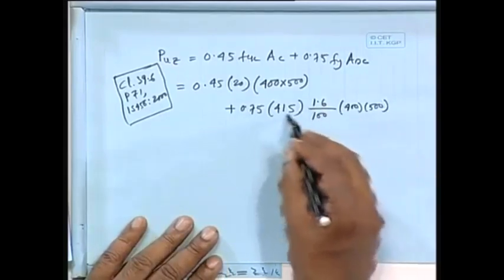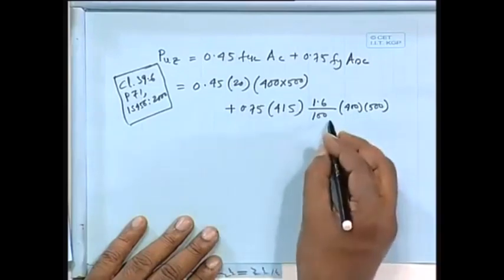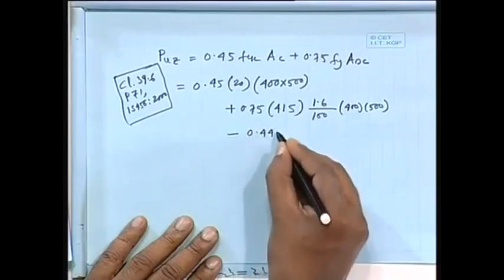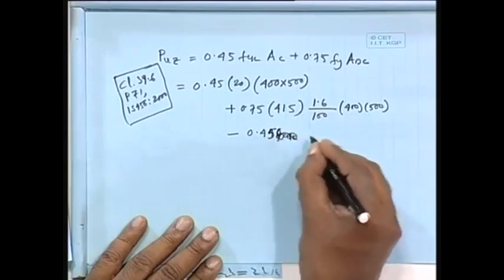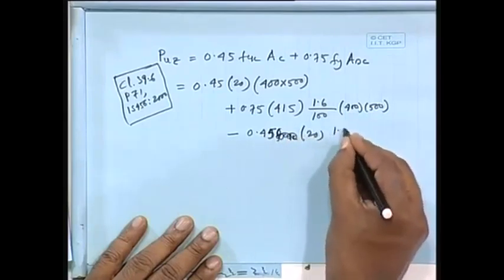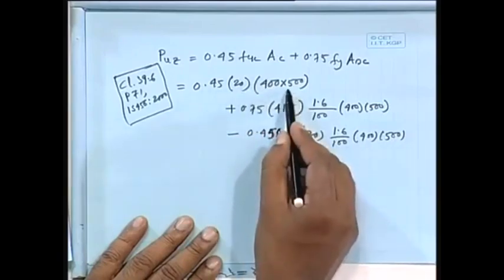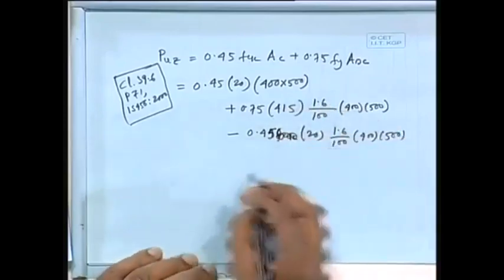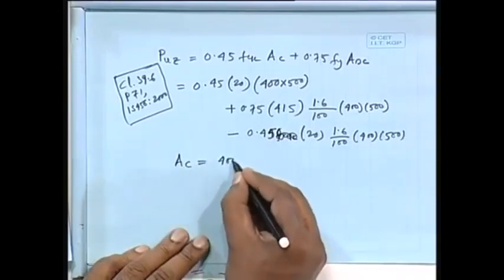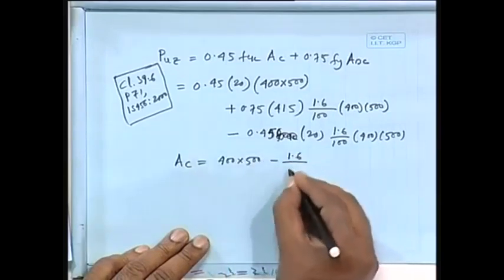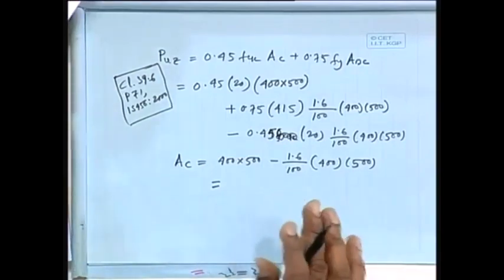So this much is the area of steel we are getting here, and we should not stop here because we shall get it here again. Minus 0.45 fck times, or 45 times 20 I can make it, times 1.6 by 100 times 400 times 500. I am just subtracting the portion because I have already taken the full one. Either, if you would like to make it very clear, the other way also you can make it, this portion you can omit. So let us find out Ac. Ac will be equal to 400 times 500 minus 1.6 by 100 times 400 times 500. This I can do, because this is exactly the area of concrete.